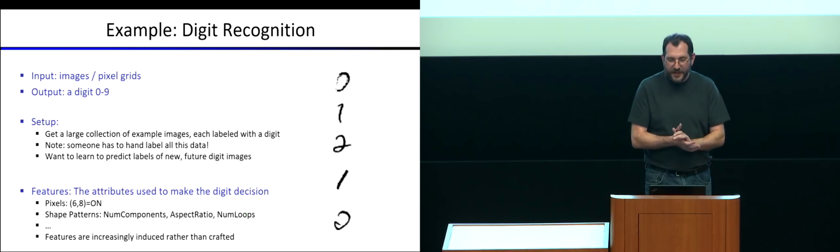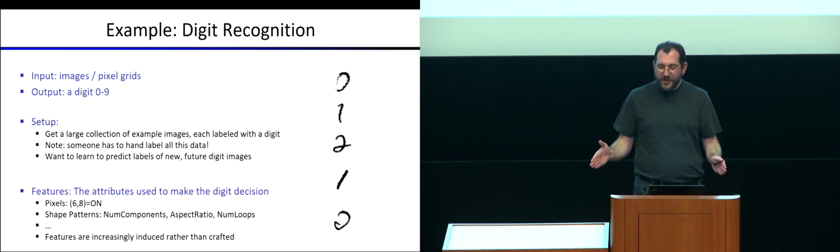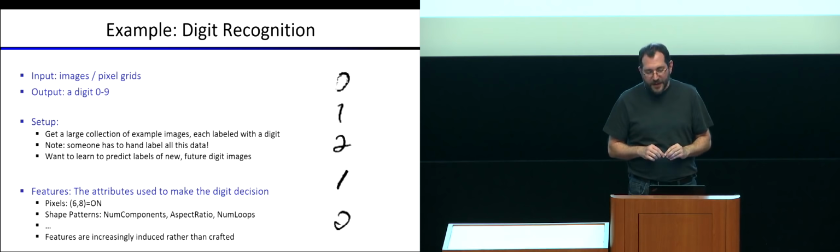This example is another classic one. The input is going to be images. Think of them as a matrix, a grid of pixels. They can be black and white, they can be grayscale, whatever. The output is going to be a digit, 0 through 9.